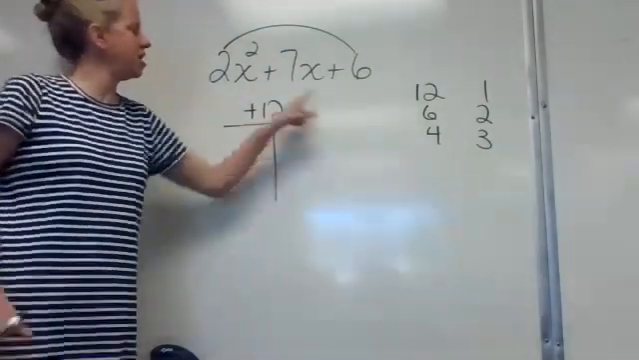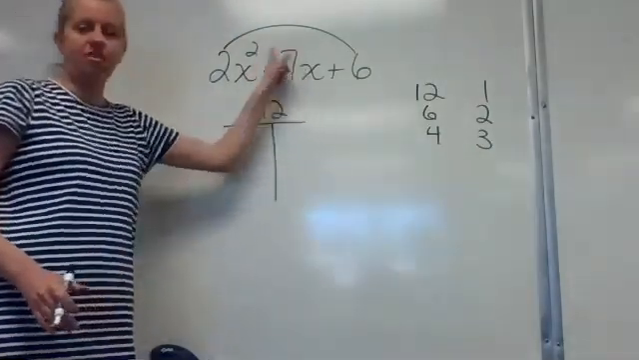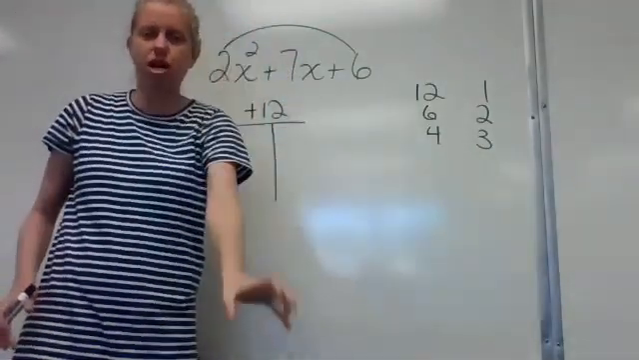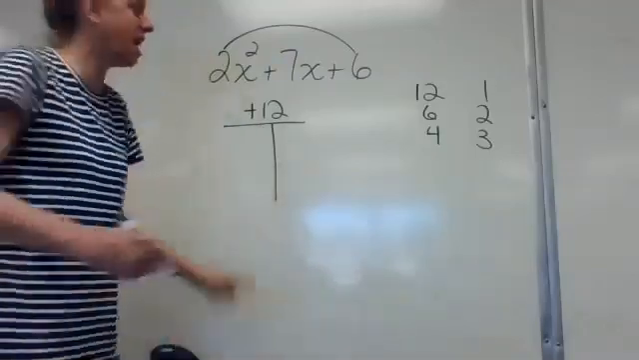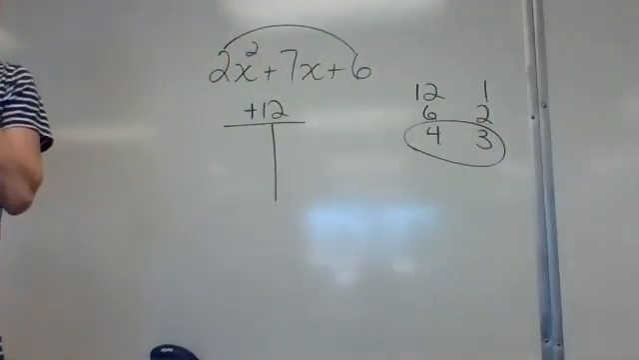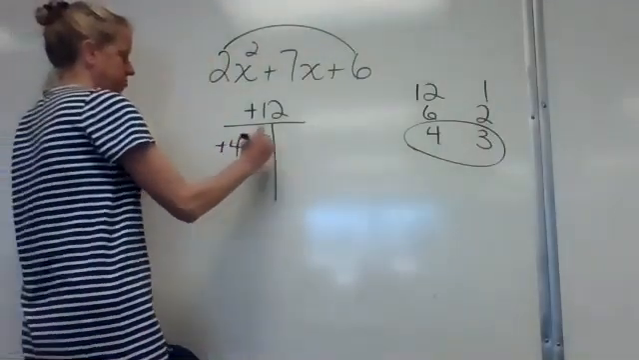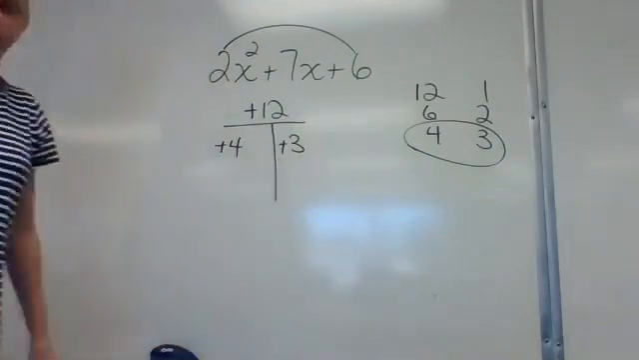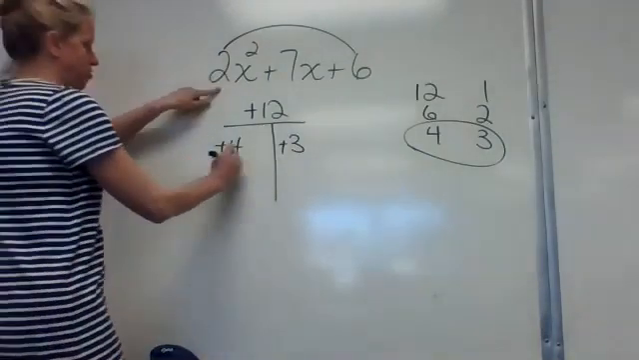Which one of these pairs adds to positive 7? That's the number you would have been looking for in your last column, is positive 7, and then it would have shown you positive 4, positive 3. So there's the numbers you're going to use. Put them both over 2x.